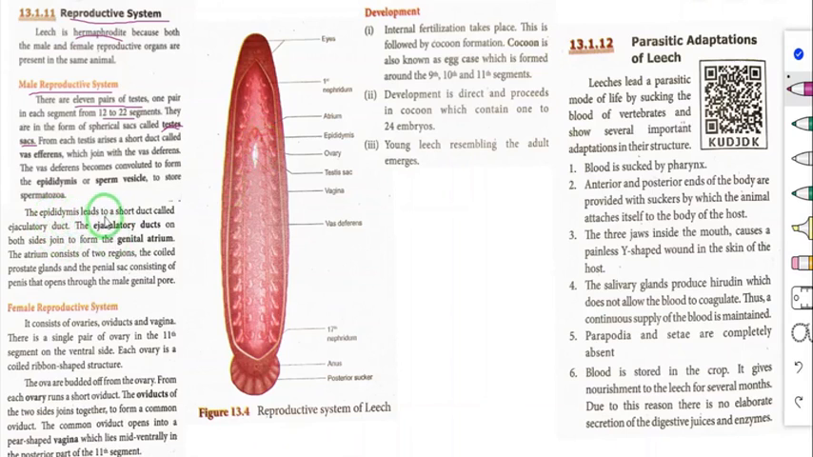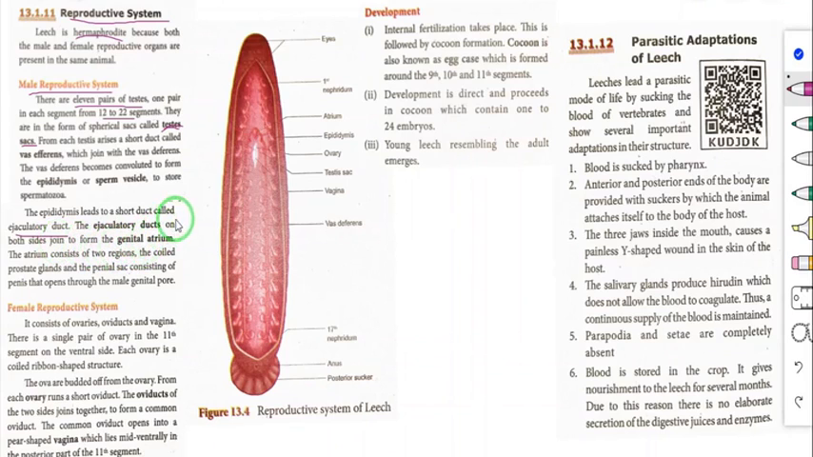The epididymis leads to a short duct called ejaculatory duct. So another duct, that is an ejaculatory duct. Okay, the epididymis leads to the short duct. That short duct is known as what? Ejaculatory duct. The ejaculatory ducts on both sides join to form the genital atrium.